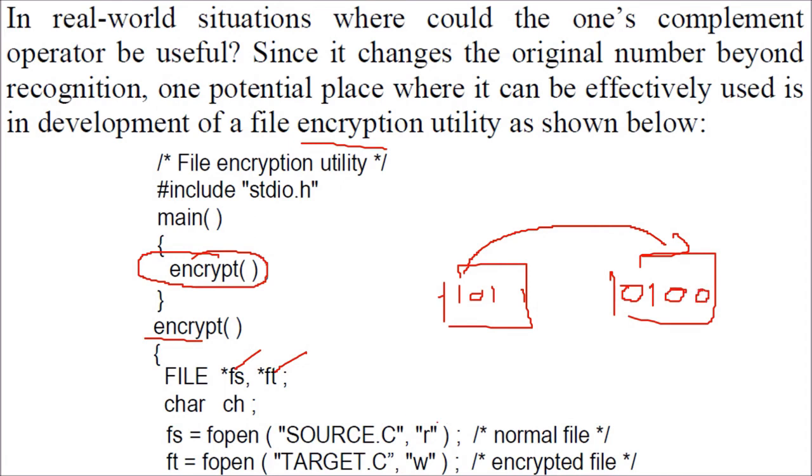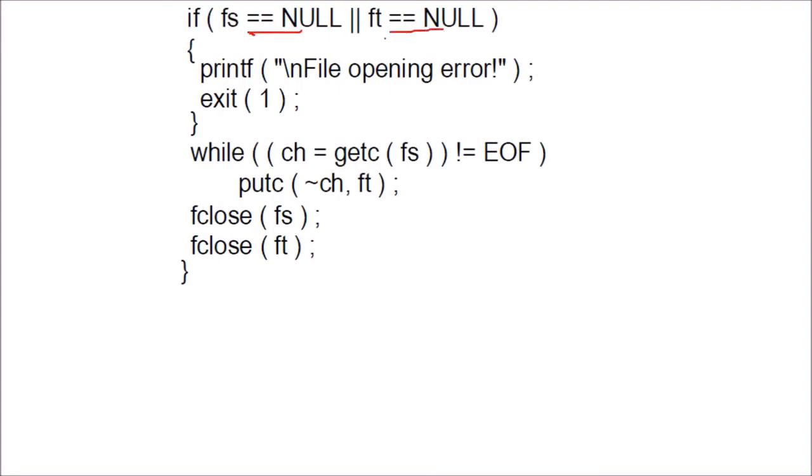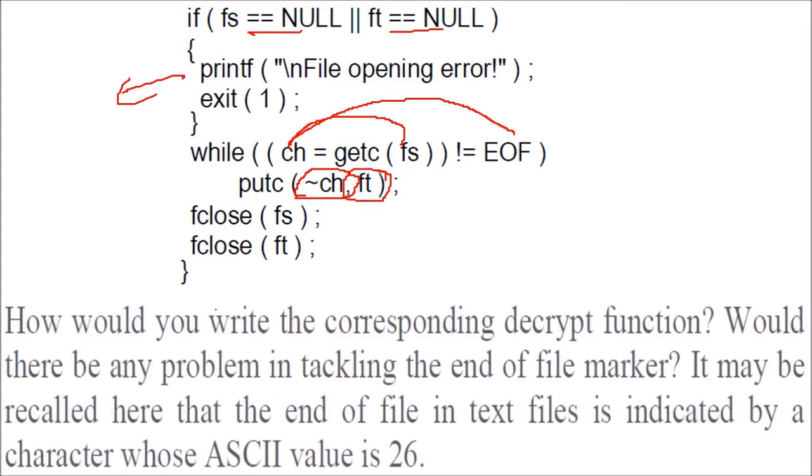This is the first file we are trying to open in read mode, and the second file we are opening in write mode. Now we are checking for the properness. If it doesn't open, we come out. Otherwise, we take one by one character from the source file, check it for end, till we reach end. Till the time we reach end, we take the tilde of ch, that is, we are complementing the characters and transferring them to the target file. Please remember that the end of file ASCII equivalent is 26.